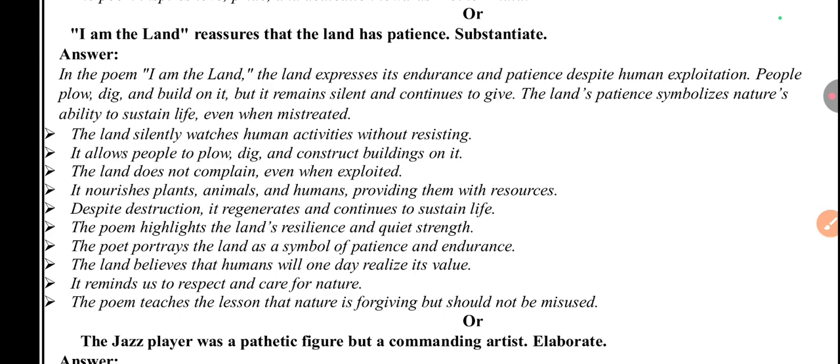The land silently watches human activities without resisting. It allows people to plow, dig, and construct buildings on it. The land does not complain even when exploited. It nourishes plants, animals, and humans, providing them with resources. Despite destruction, it forgives and continues to sustain life. The poem highlights the land's resilience and quiet strength. The poet portrays the land as a symbol of patience and endurance.